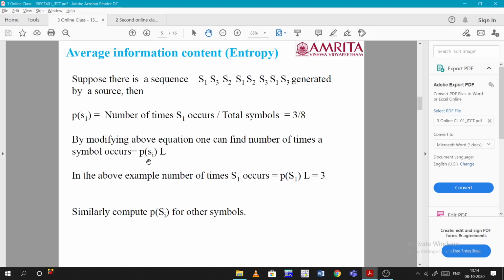So this is like an example. They are given some symbols in a sequence: s1 s3 s2 s1 s2 s3 s1 s3.